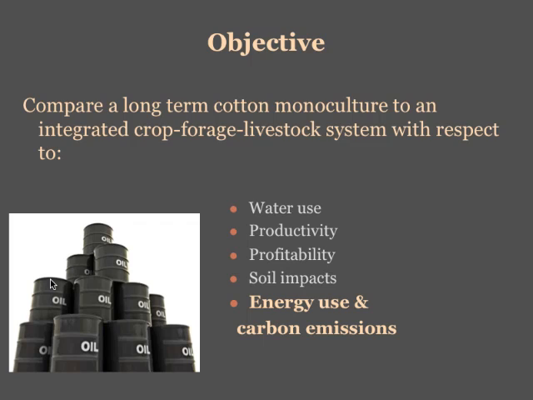So with these two issues in mind, water availability and energy and carbon, we set out to achieve this objective. We wanted to compare two systems. One is a cotton monoculture, which we used as our control in the experiment. The other is an integrated crop forage livestock system. We compare them with respect to five criteria: water use, productivity, profitability, impacts on the soil, and finally their energy use and carbon emissions. Of course, the energy and carbon is what I'm here to talk about today.